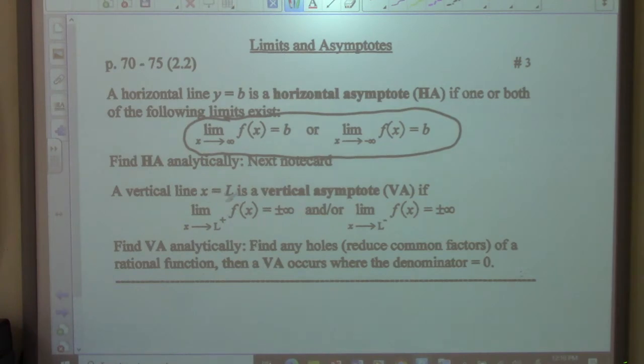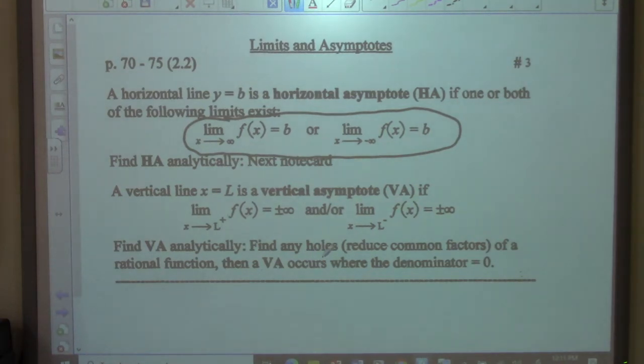As far as vertical asymptotes, you have x equals L as a vertical asymptote if the limit as x approaches L from the right goes to plus or minus infinity, or the limit from the left does. So these are your infinite discontinuities. That's what a vertical asymptote is, an infinite discontinuity. And then to find vertical asymptotes analytically, first we find any holes, and we talked about holes, right? We ran into holes the last few days of class, didn't we?